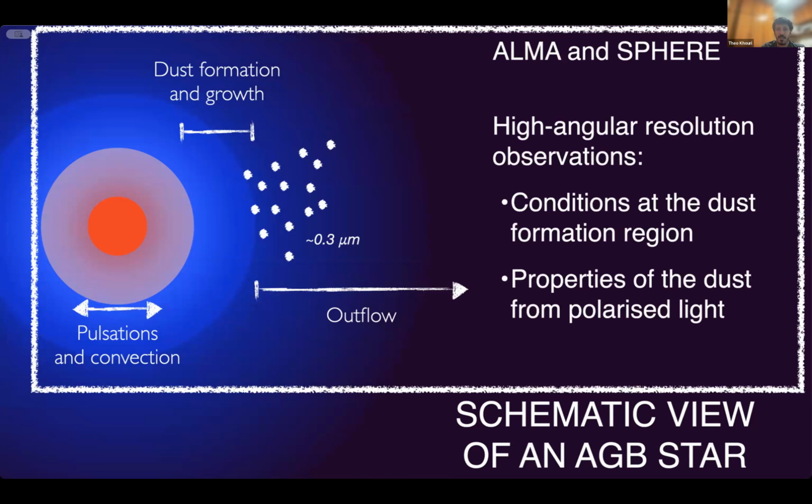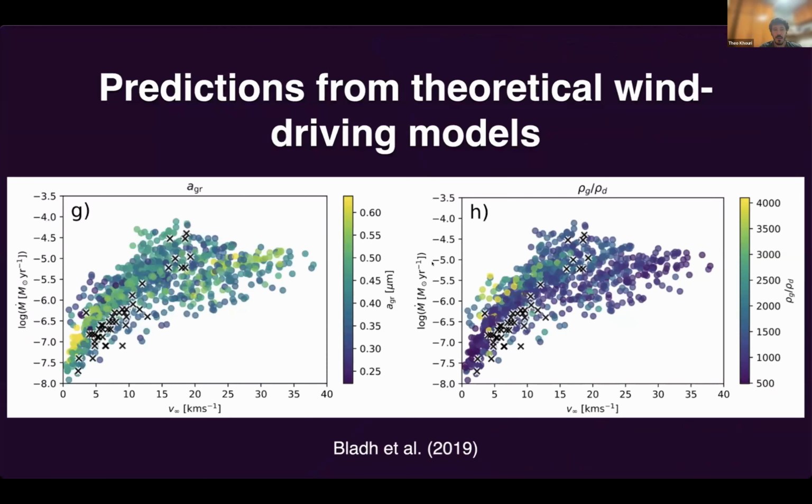So the idea is that we can observe nearby AGB stars with ALMA and SPHERE. We can trace the conditions of the gas using ALMA, and we can study the properties of the dust using the light polarized by scattering on the dust grains, to then learn something about what's going on with the gas and what's going on with the dust.